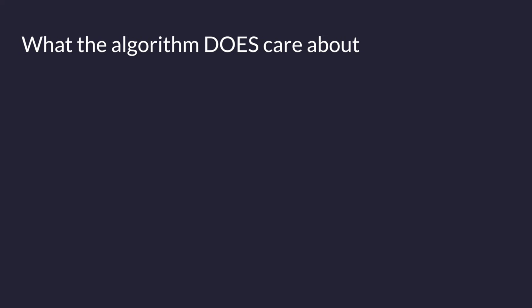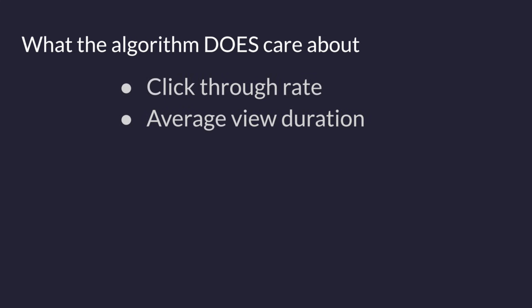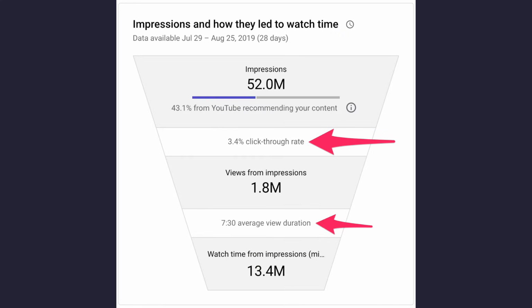Okay, this is the important stuff. What the algorithm does care about. It cares about click-through rate and average view duration. Basically just those two things. If your videos have a high click-through rate and high average view duration, nothing else matters. Your video will be popular.